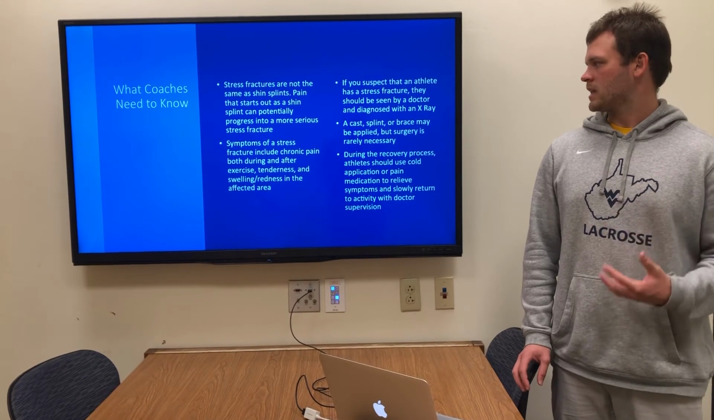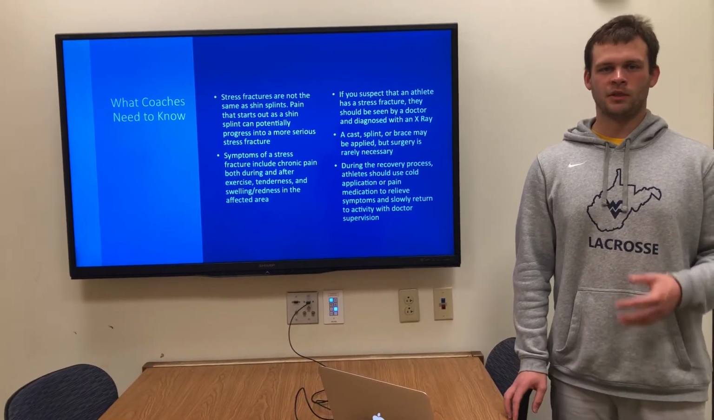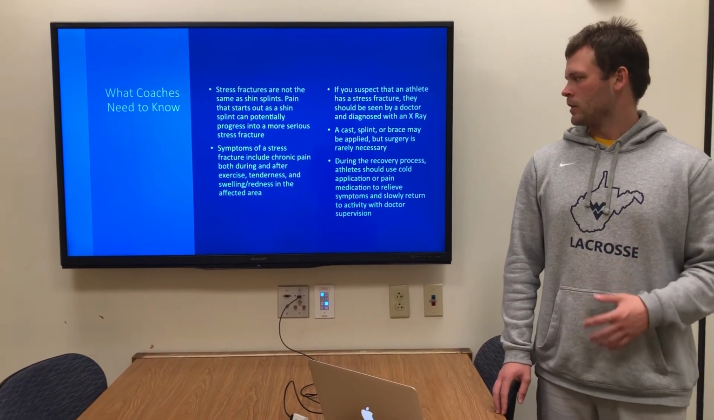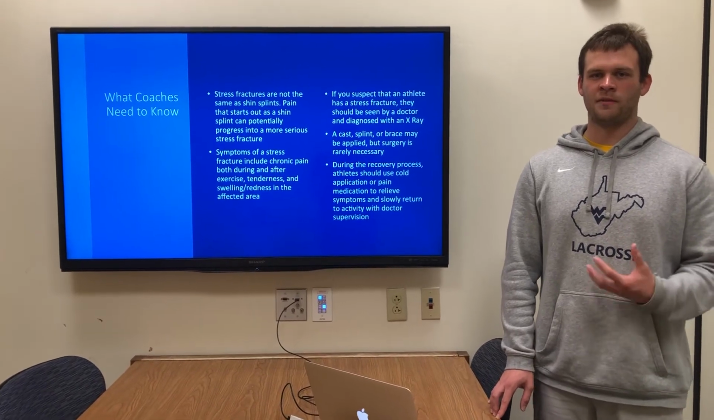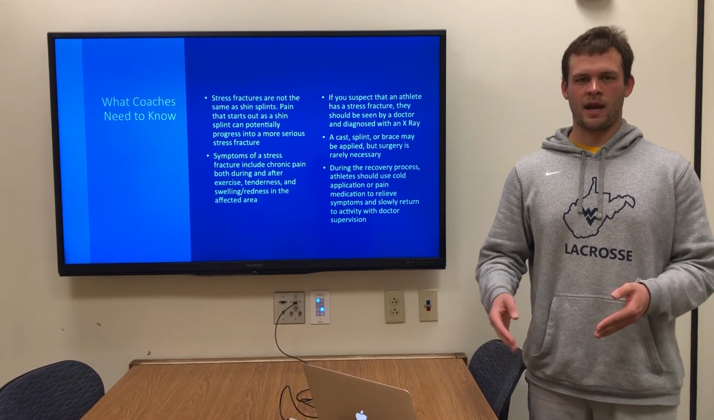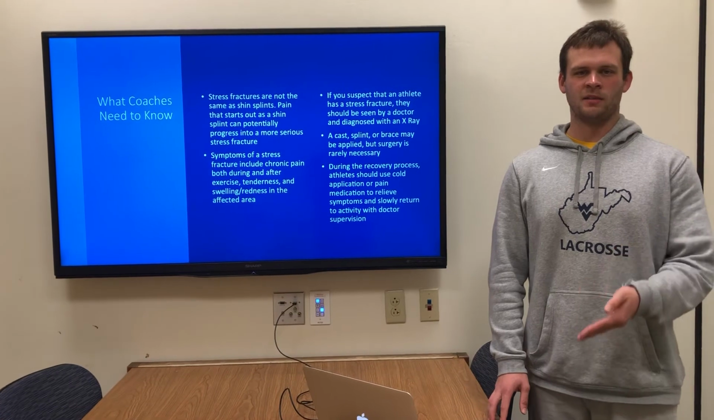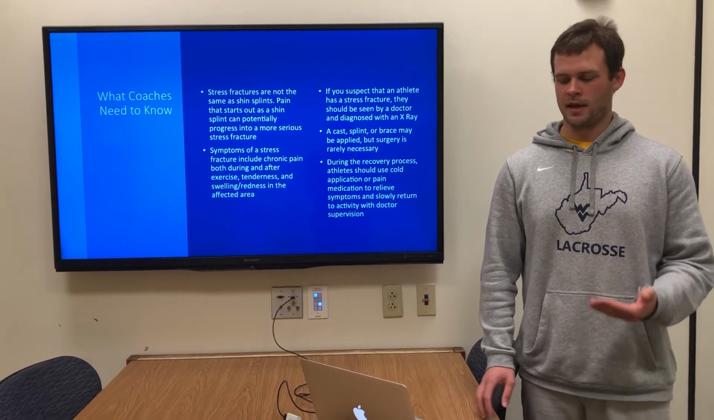So a cast, splint, or brace will probably be applied for recovery, but surgery is rarely necessary unless it's an extreme case. And during the recovery process, athletes will need to rest and take pressure off of that limb. However, as rest continues and the symptoms lessen, then the athlete can progressively get back into physical activity with the close supervision of a physician and the coach.